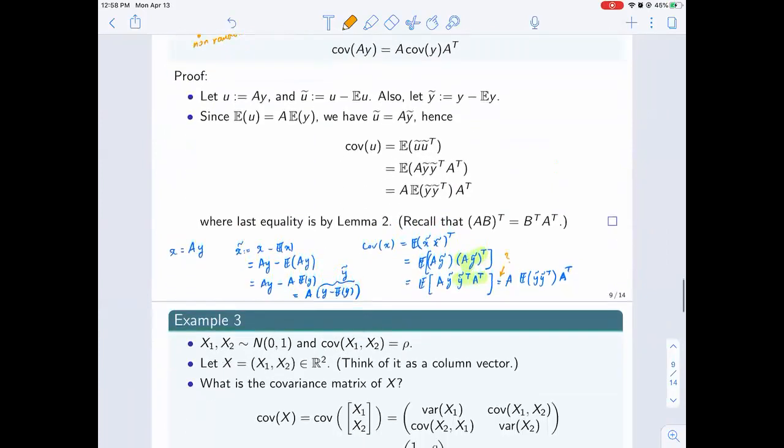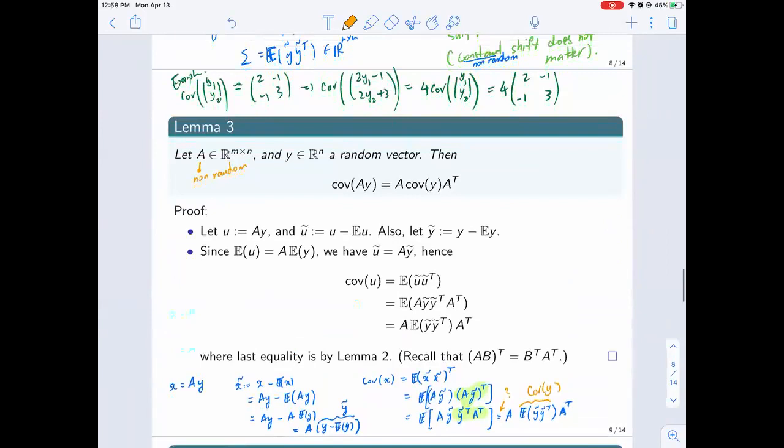So as was pointed out, this is just the covariance of y. So we've proved that the covariance of x is A times covariance of y times A transpose. So that's this formula. Questions? I'll let you think a little bit about that. If you have questions, let me know.